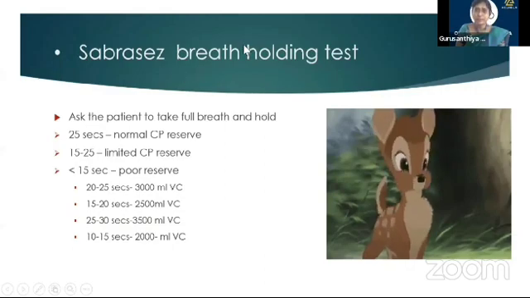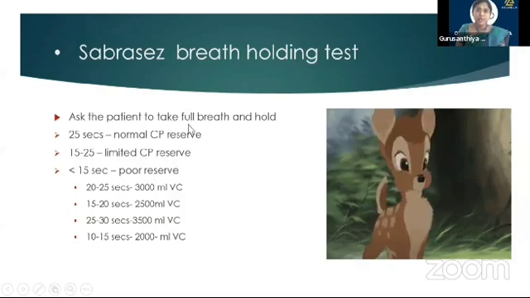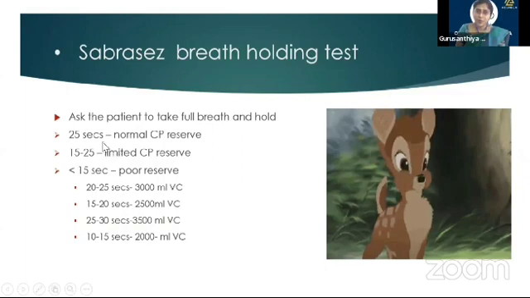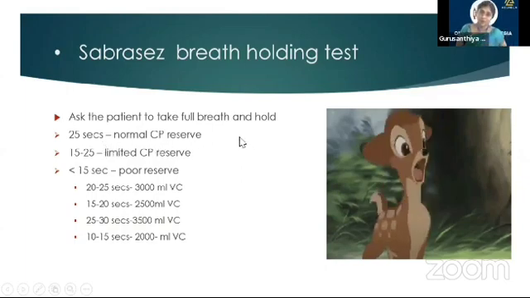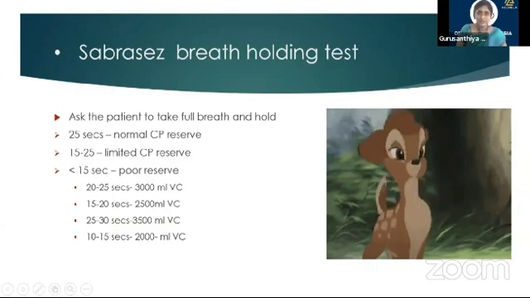This is the first bedside pulmonary function test which we are seeing. You ask the patient to take a deep breath and then hold. If they can hold for 25 seconds, it means a normal cardiopulmonary reserve. If it is only 15 to 20 seconds, it's a limited cardiopulmonary reserve. And if it is less than 15 seconds, it's a poor reserve.